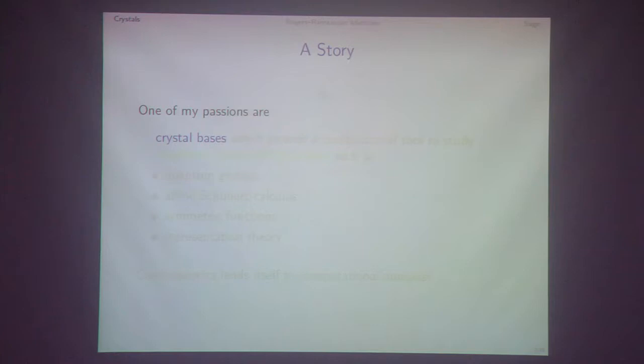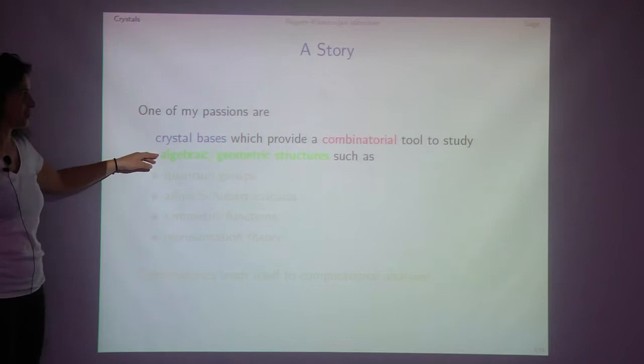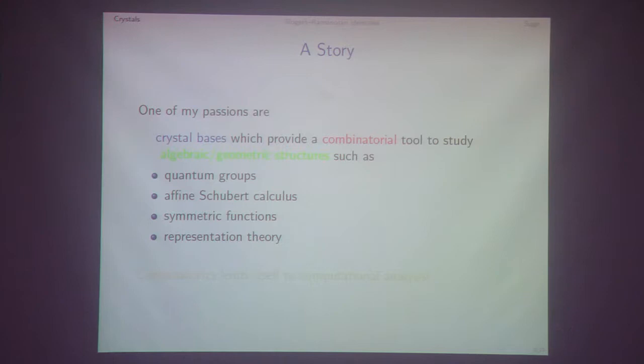Basically, they are combinatorial objects that arise from quantum groups. So they give us a combinatorial tool to study algebraic and geometric structures, such as, for example, quantum groups, affine Schubert calculus, symmetric functions, representation theory, and so on.